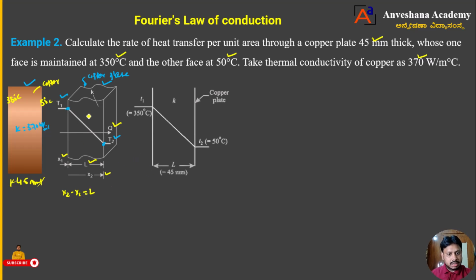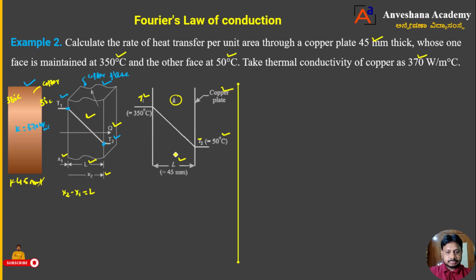The same thing, I will draw the front view of this now. So, dear students, T1, you can take capital T or small t, I will take capital T. So T1 is equal to 350 degrees Celsius. Then T2 is equal to 50 degrees Celsius. It is a copper plate having a thermal conductivity K, and the thickness of that copper plate is L, which is equal to 45 mm he has given, dear students.